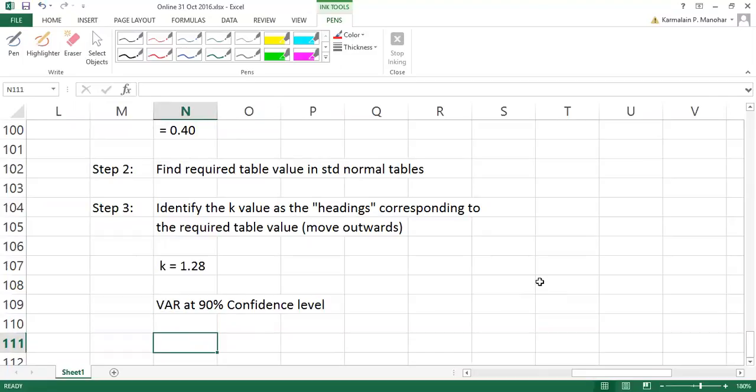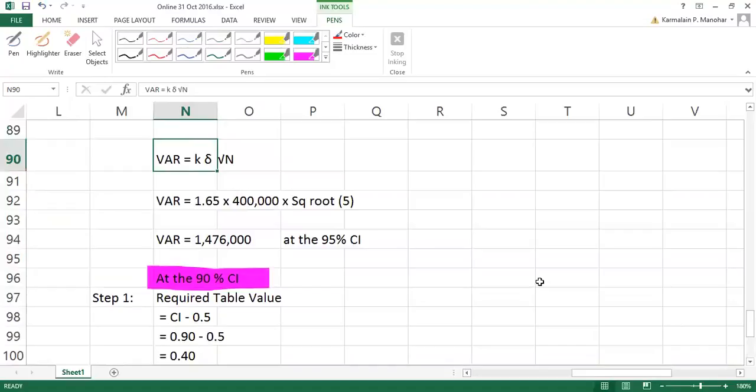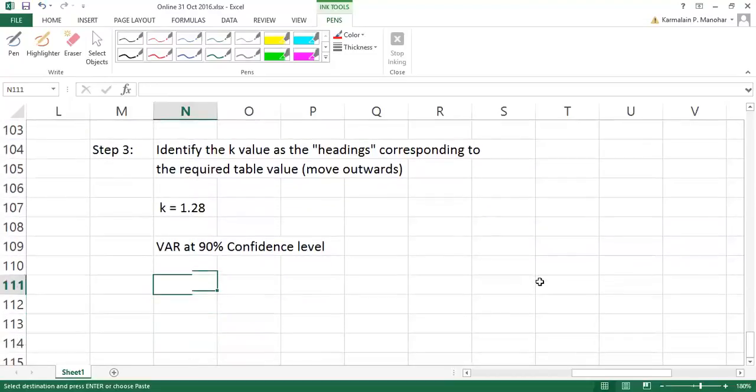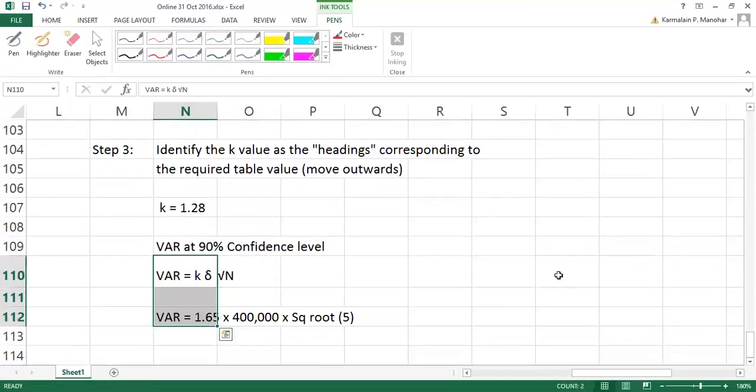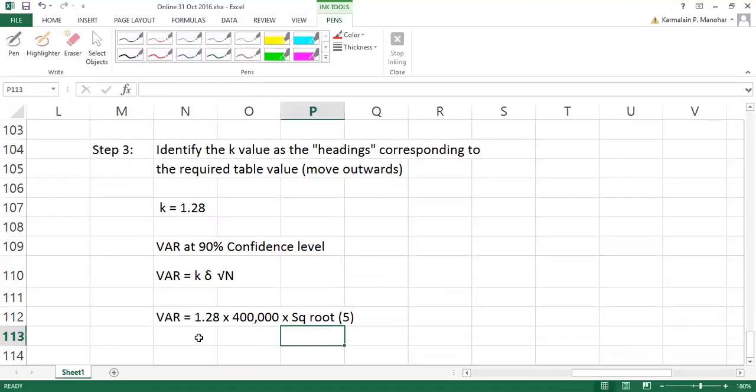So we are at that. Once more, I could copy back what we had up here. So it's not 1.65, it's now 1.28. Same 4,000, same square root of 5. So what is our new VAR? Somebody shout that at me.